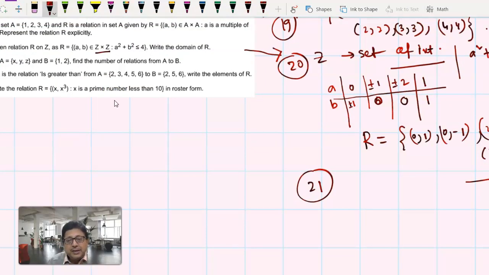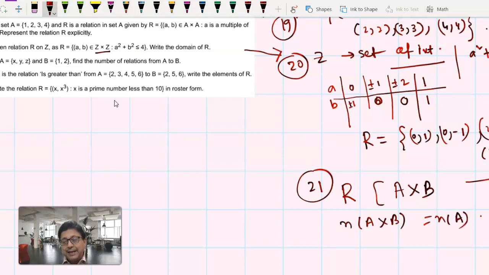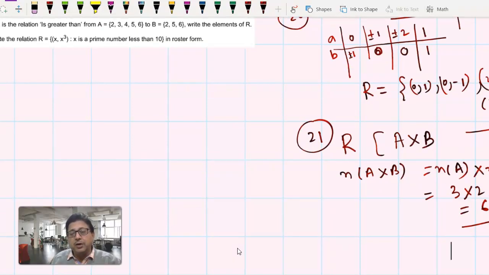So you just remember relation as set of Cartesian product, set A cross B. Number of elements in A cross B, you know, it's going to be equal to number of elements in A multiplied by number of elements in B. So how many elements will be there in A cross B? There will be 3 into 2, 6 elements. So if we want to write a relation which is defined from set A to set B, then remember that relation will be subset of A cross B.